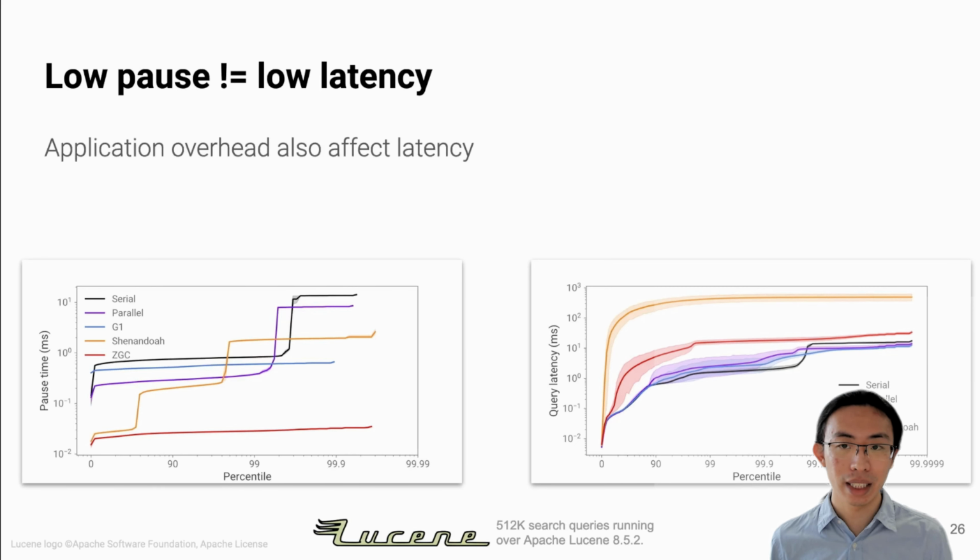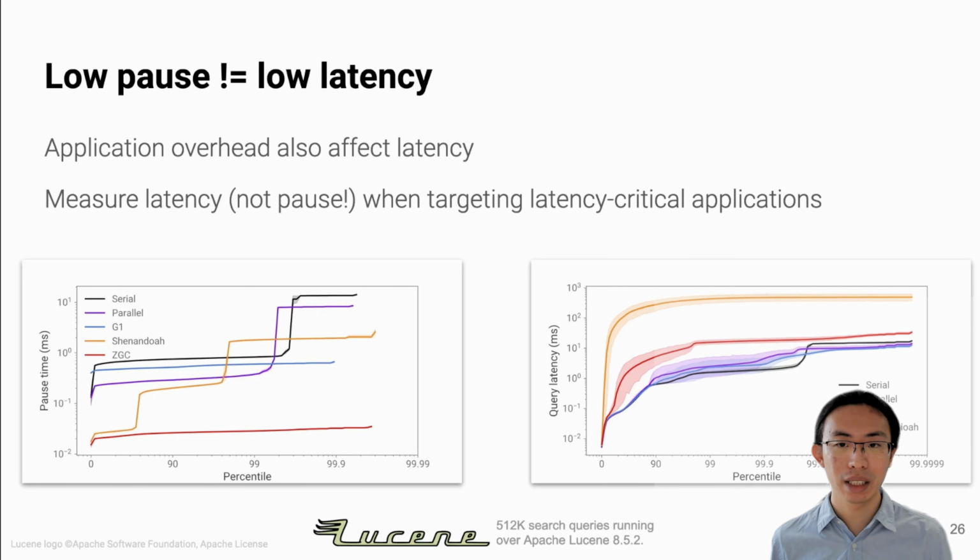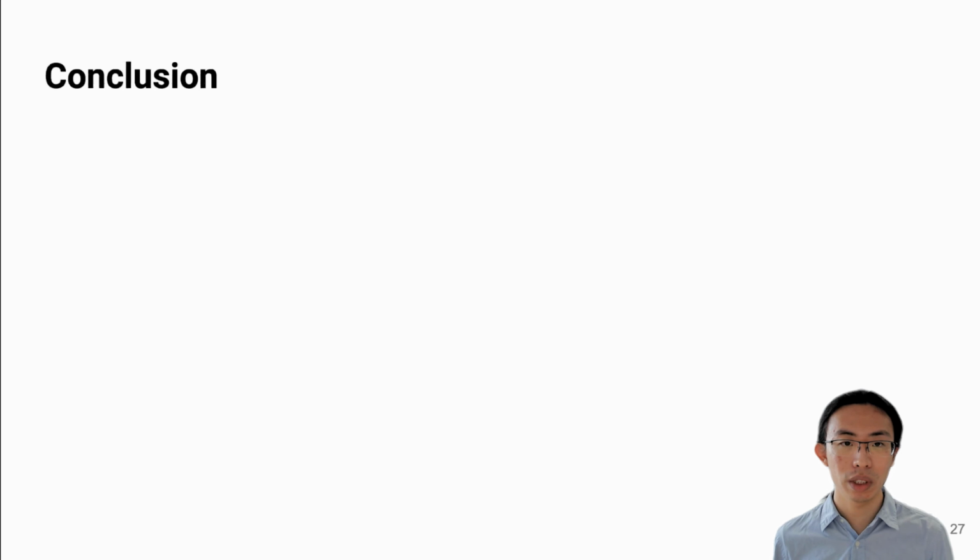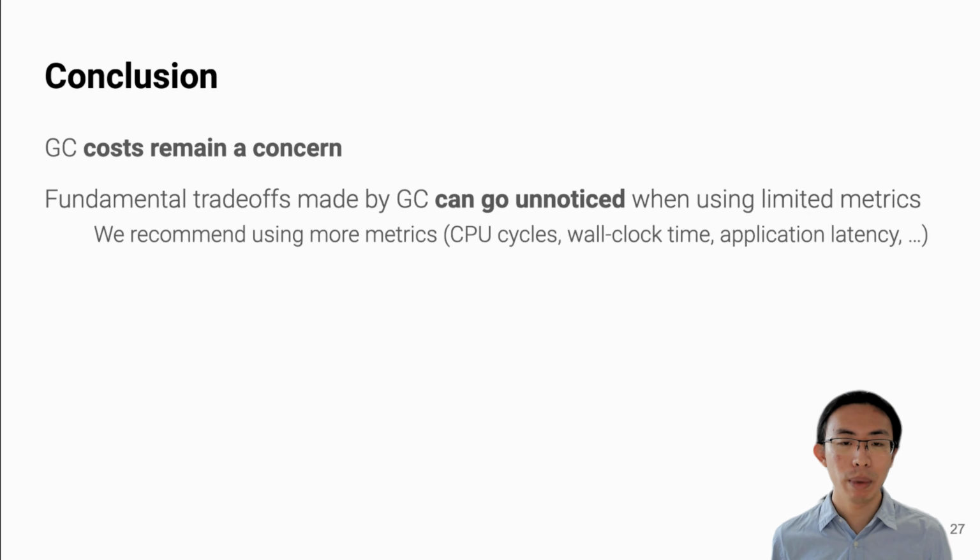The overhead also affects latency. Even if the application isn't interrupted much by GC pauses, if it runs super slowly, the latency is not going to be great. So it is important to measure latency instead of pauses when targeting latency-critical applications. So what's the takeaway? First, using our distillation methodology, we can clearly see that GC costs remain a huge concern. Fundamental trade-offs made by different GCs can go unnoticed when you only evaluate them using limited metrics. We recommend using more metrics, including CPU cycles, wall clock time, application latency, and so on in the evaluation.